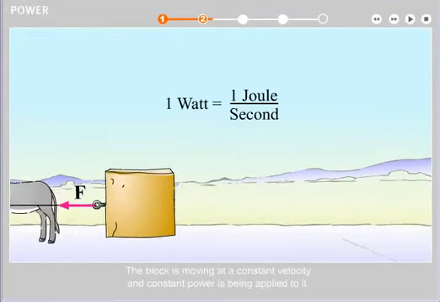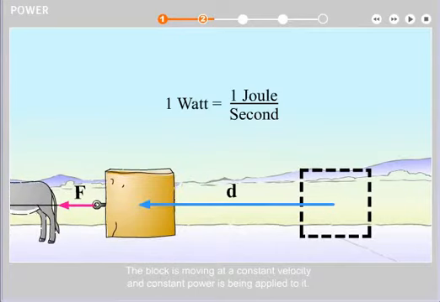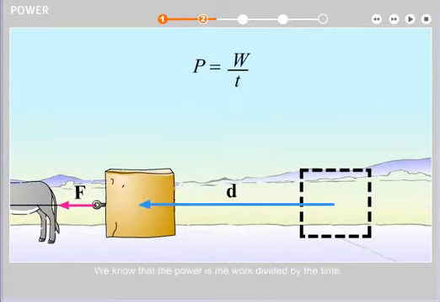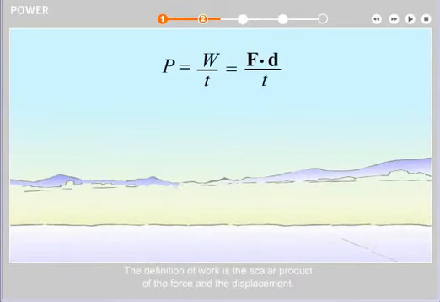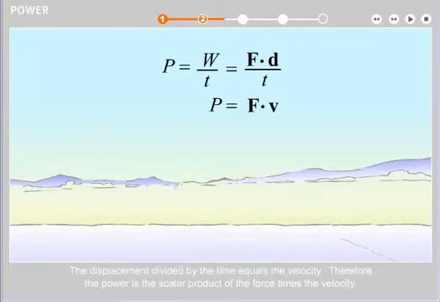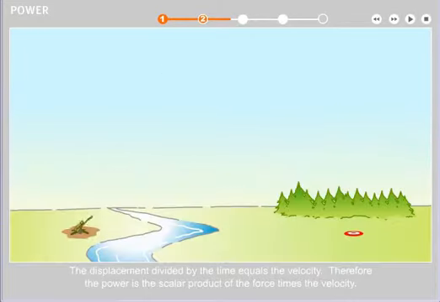The block is moving at a constant velocity and constant power is being applied to it. We know that the power is the work divided by the time. The definition of work is the scalar product of the force and the displacement. The displacement divided by the time equals the velocity. Therefore, the power is the scalar product of the force times the velocity.